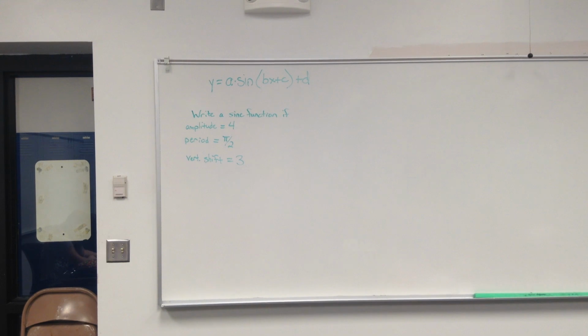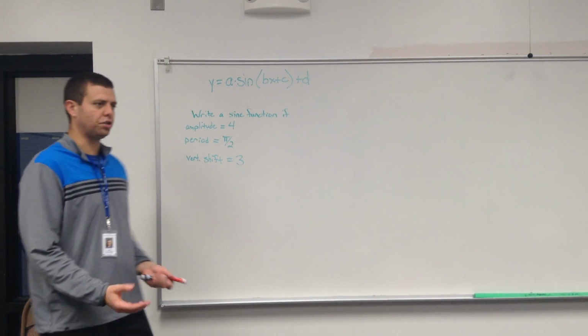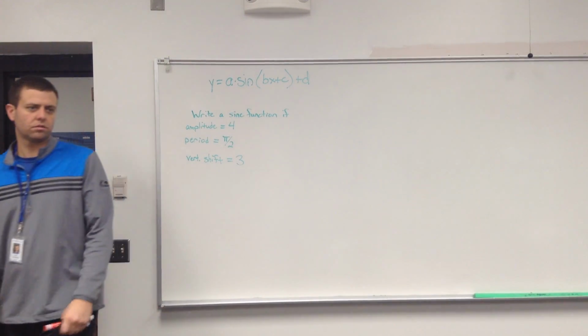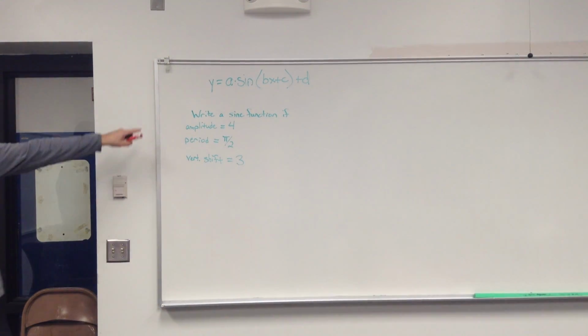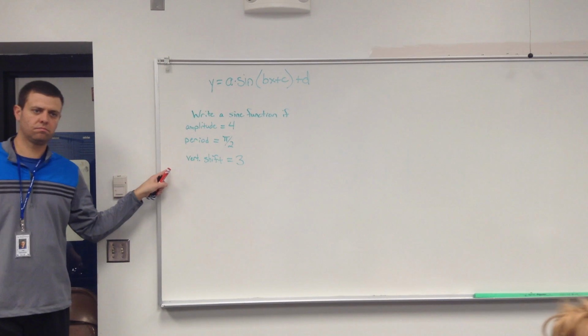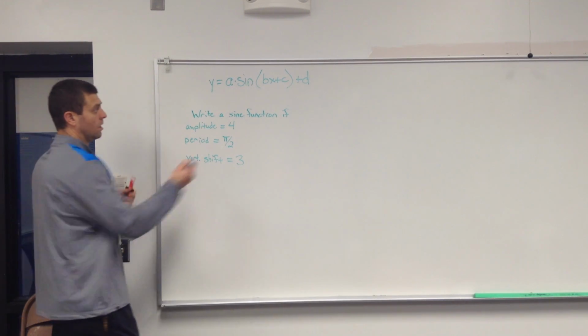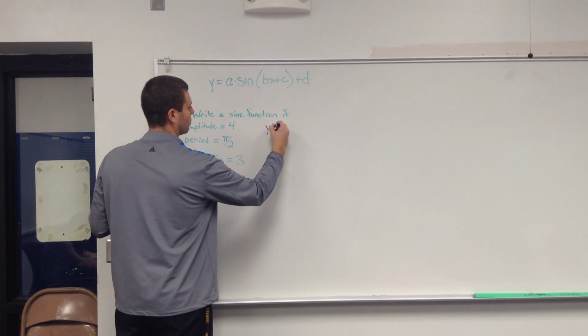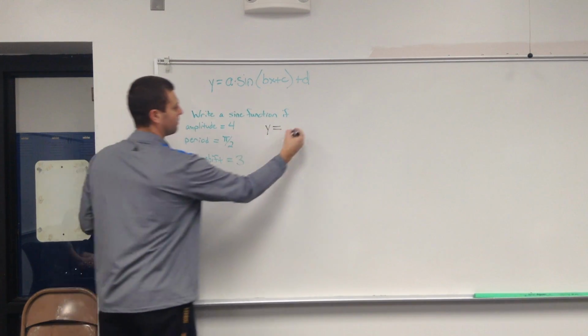So here's our situation. It says write a sine function if we know the amplitude is 4, the period is pi over 2, and there's a vertical shift of 3 units. Write the equation that would have this information. Okay? It says write a sine function. So y equals, all right, we're going to have sine in there.